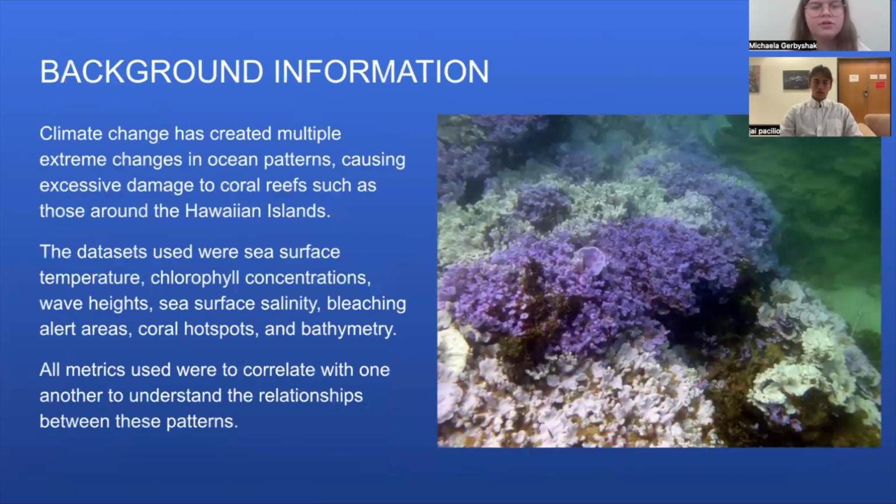For context, climate change has created multiple extreme changes in ocean patterns, causing excessive damage to coral reefs such as those around the Hawaiian Islands. The datasets used were sea surface temperature, chlorophyll concentrations, wave heights, sea surface salinity, bleaching alert areas, coral hotspots, and bathymetry. All metrics in this research were used to correlate with one another to understand the relationships between these patterns.